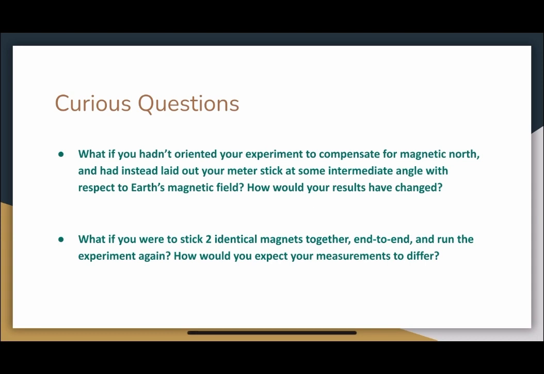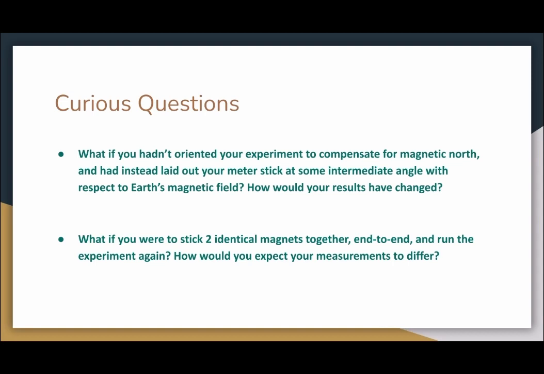As for some discussion questions, what if you hadn't oriented your experiment to compensate for magnetic north and had instead laid out your meter stick at some intermediate angle with respect to Earth's magnetic field? How would your results have changed? My result would have been wrong due to the interference of Earth's magnetic field. This would have led to inaccurate results for both parts of the experiment.